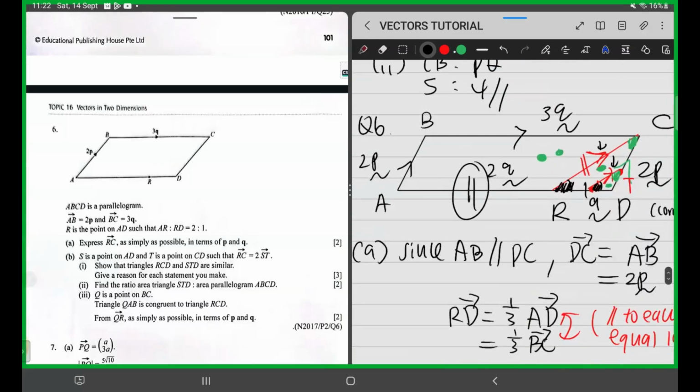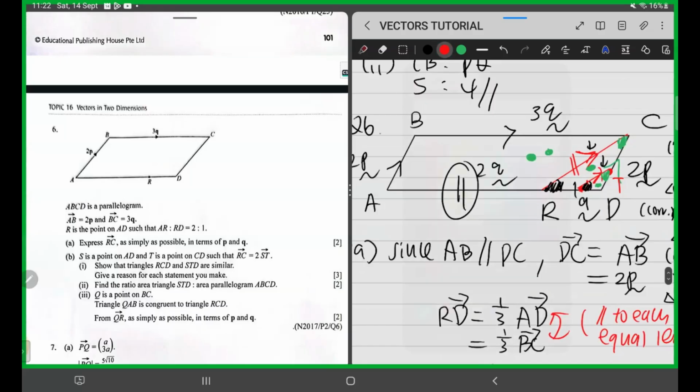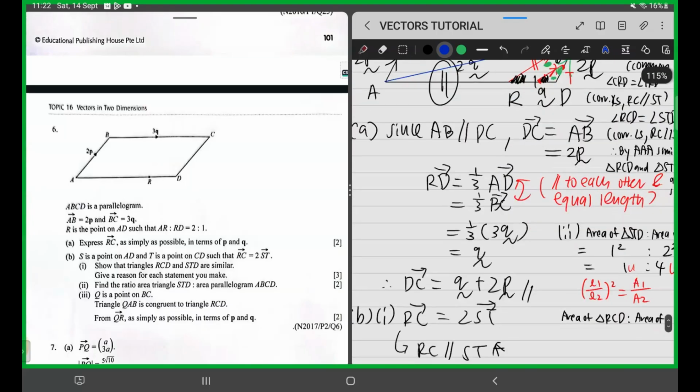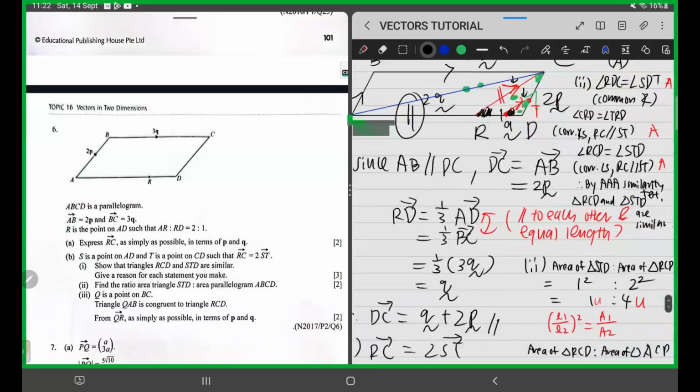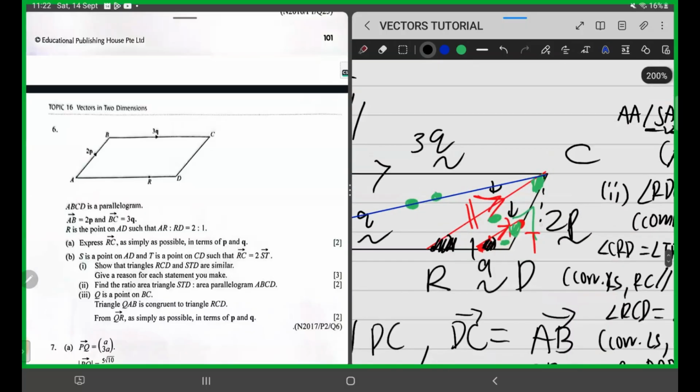So in this case, what we can do is that we can compare RCD to ACD. We can compare RCD to ACD, then ACD is half of ABCD, right? So there's another level to this. You compare RCD to triangle ACD. So area of RCD over here is just half times base times height, right?